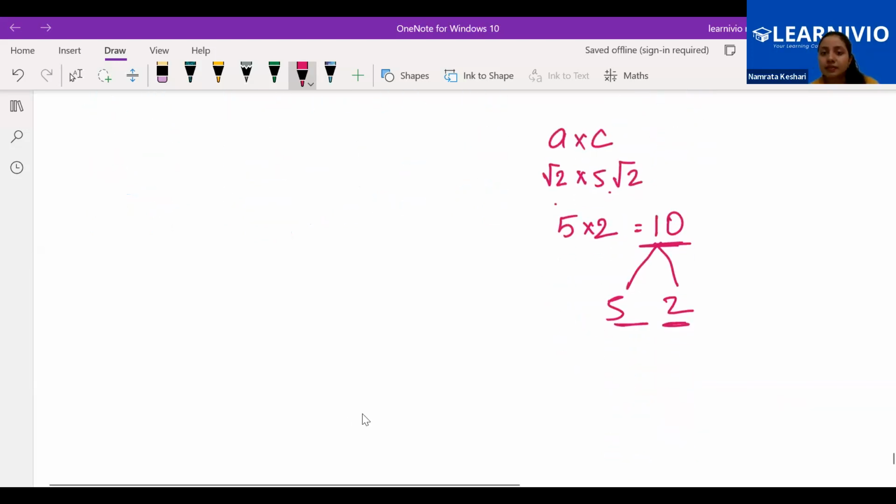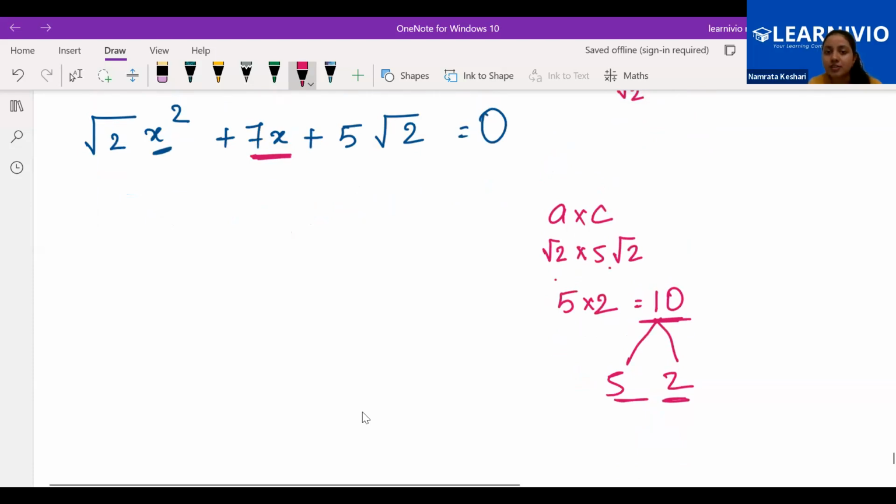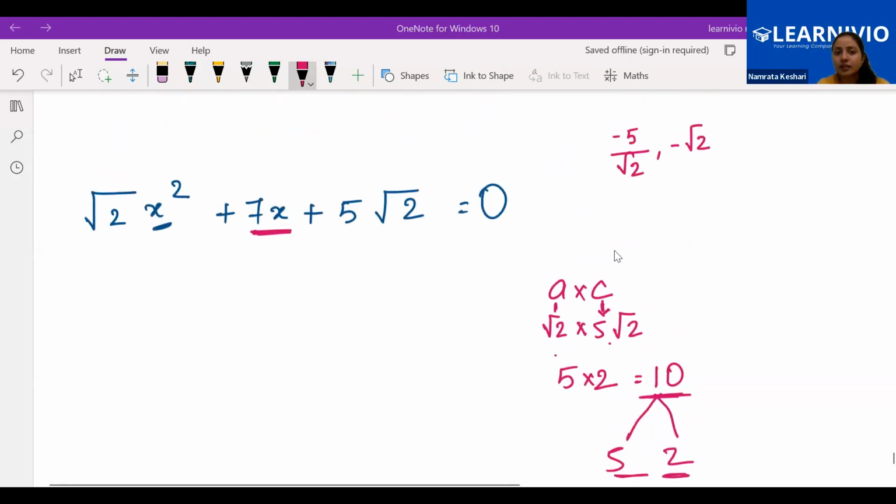Are you getting it? Everyone getting it? We have taken A is root 2, C is 5 root 2. We have done the multiplication. We are getting 5 into 2 because root 2 into root 2 is only 2. Anyone having any confusion over here? Any confusion? Yes, Harshit is getting the same. Okay, so I think you all are getting it. So root 2x square, 7x can be written as 5x plus 2x because we are having plus 7x. So we are maintaining the sign also. Plus 5 root 2 is equals to 0.